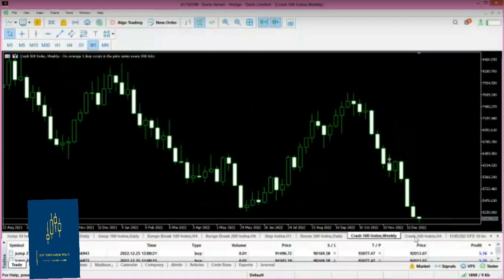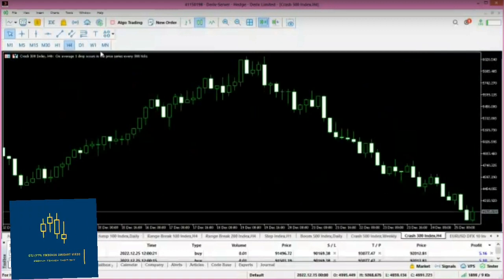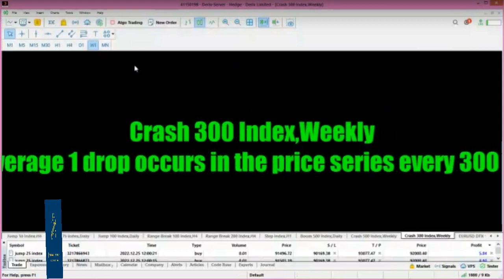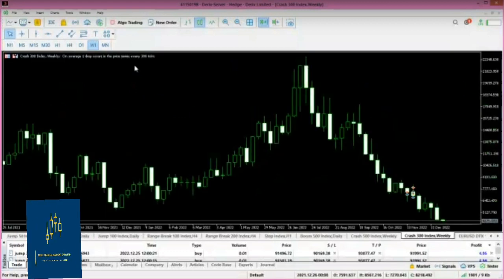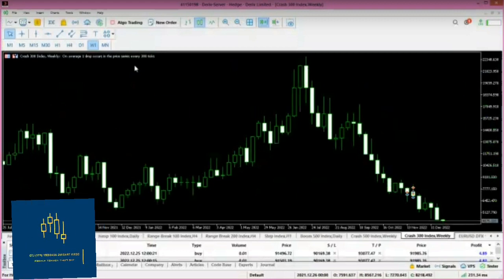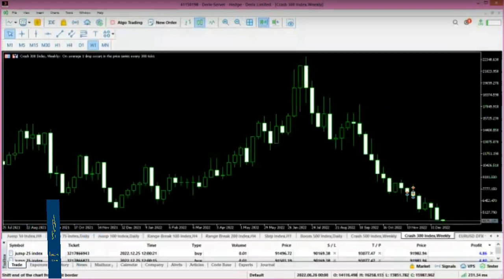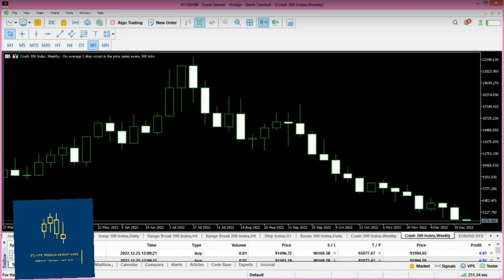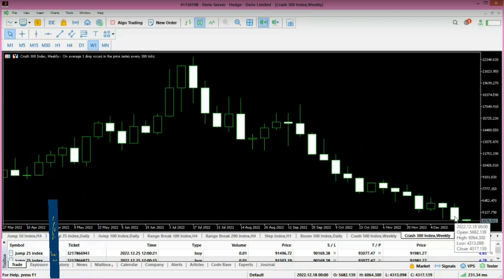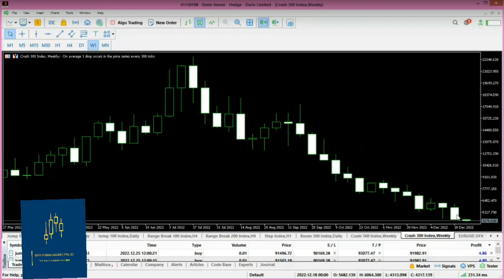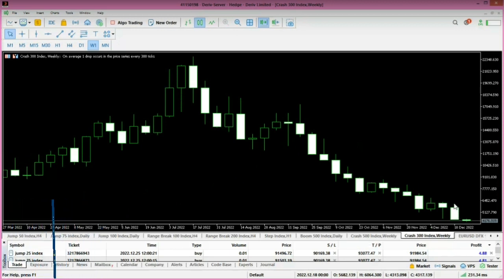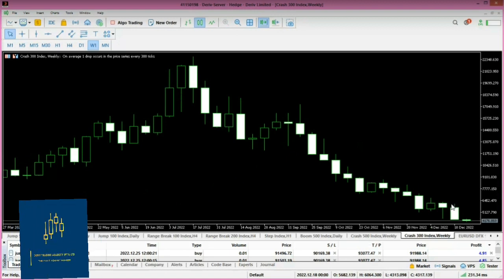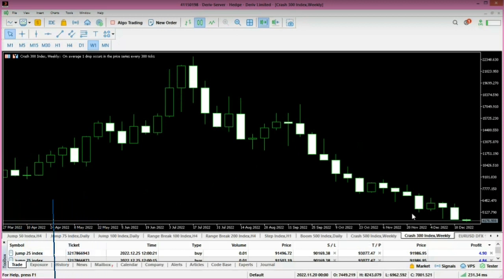Let us go to Crash 300. This is our Crash 300. On Crash 300, what are we expecting? We are expecting a selling opportunity there. Given this candlestick, you can see that the sellers in the previous week were in control with greater strength, or greater selling power, which is why it is on the list.